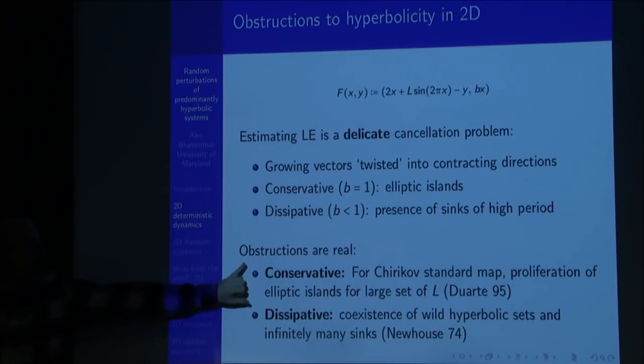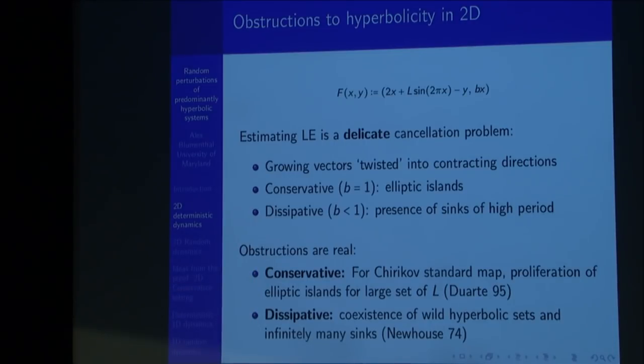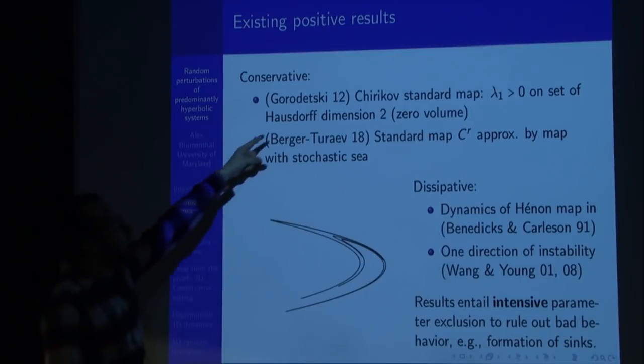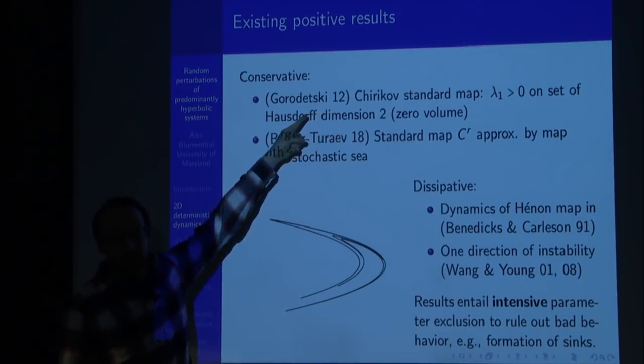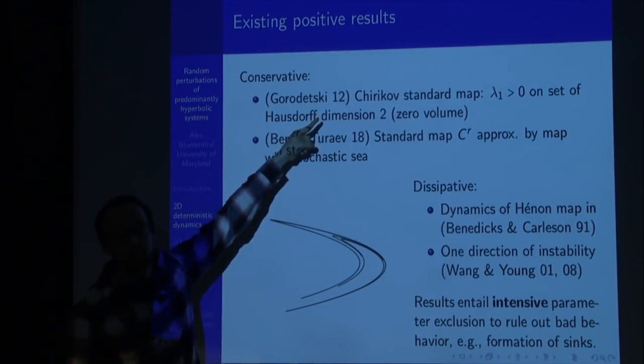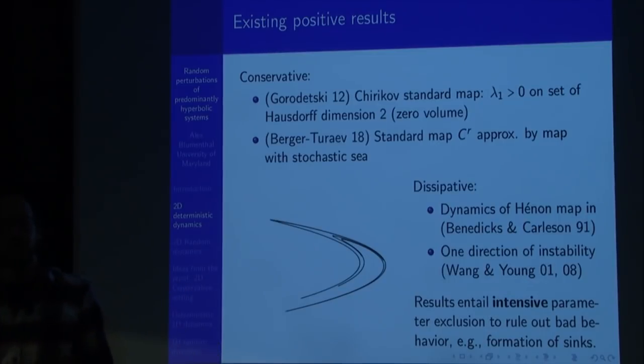OK, so on the one hand, elliptic islands are everywhere, right? But on the other hand, Gorodetsky proved in 2012 that the top exponent is positive on a set of Hausdorff dimension 2, that for a residual set of L is also relatively dense in phase space. So that's insane, right? This is an intense commingling of completely opposite dynamical regimes in phase space, OK?